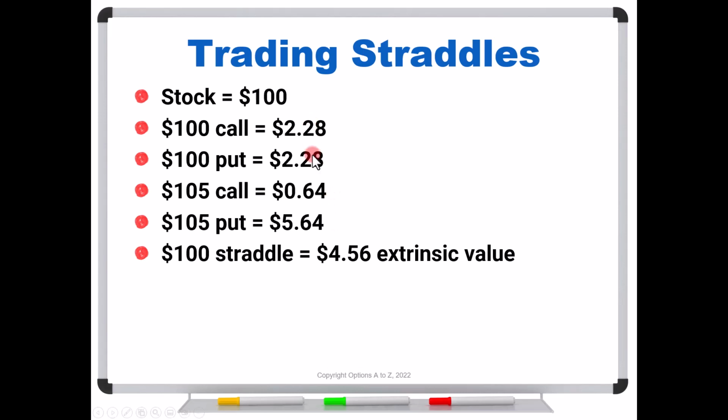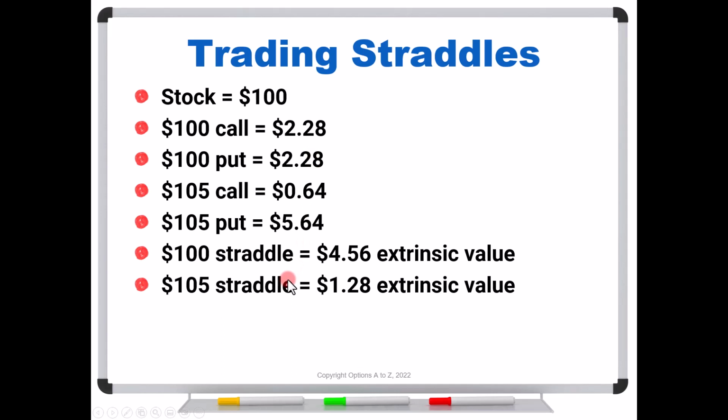That's just 2.28 plus 2.28. The 105 straddle on a net basis has $1.28 of extrinsic value. That's the 5.64 here, but we've got to subtract out the $5 of intrinsic value. So we really have 64 cents plus 64 cents, or $1.28. So notice that if we buy the 100 straddle, we're spending $4.56 of extrinsic value, and we're receiving $1.28 of extrinsic value. We are not receiving $6.28 of extrinsic value. That's the 5.64 plus 64 cents, like so many traders think. It's $1.28 of extrinsic value.